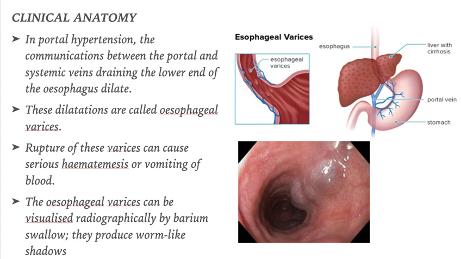Now, in portal hypertension, the communications between the portal and the systemic systems draining the lower end of the esophagus dilate. The dilatations are called esophageal varices. Rupture of these varices can cause severe hematemesis, or vomiting of blood. Esophageal varices can be visualized by barium swallow, and they appear worm-like.